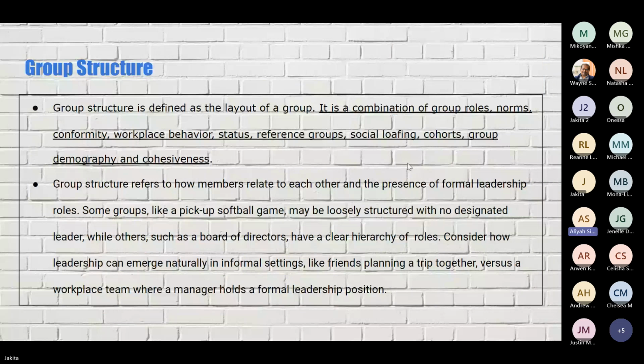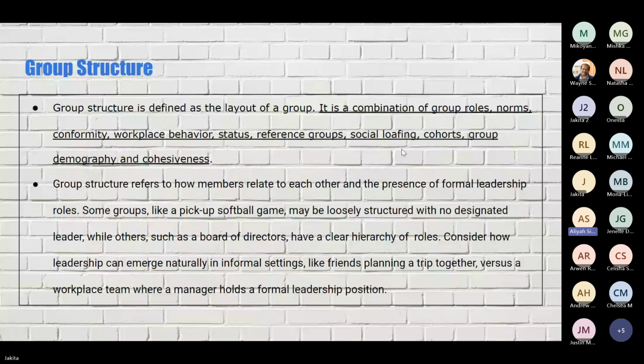Next, let's look at group structure. Group structure is defined as the layout of a group. It is a combination of group rules, norms, conformity, workplace behavior, status, reference groups, social loafing, cohorts, group demography, and cohesiveness. Group structure refers to how members relate to each other and the presence of formal leadership roles.